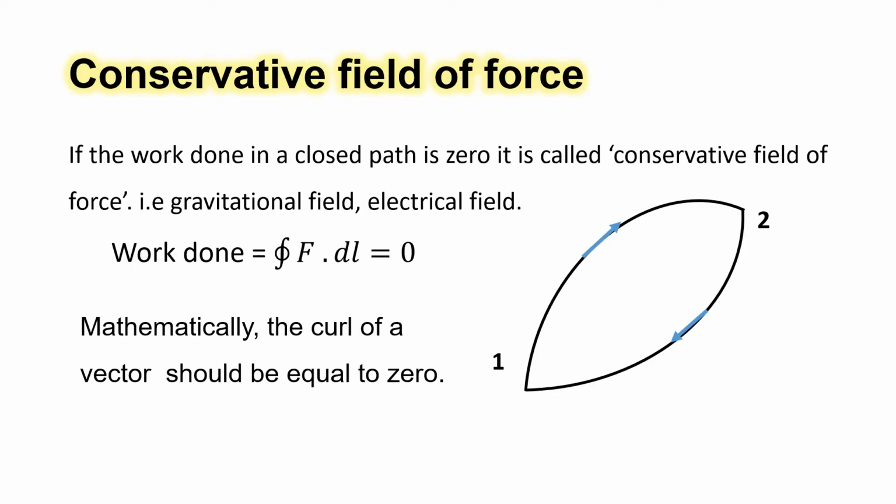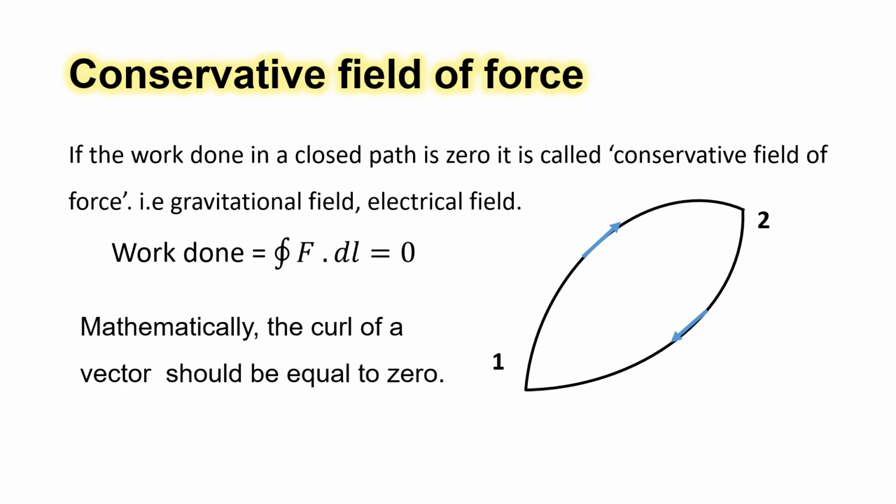Now starting with the conservative field of force, we know that in a closed path the work done by the force field remains conserved. It means that the work done in the field is zero. You can see there is a path from 1 to 2 and 2 to 1. If the work done in a closed path is 0, that is called a conservative field, meaning there is no change in the energy. The examples are the gravitational field and the electric field.